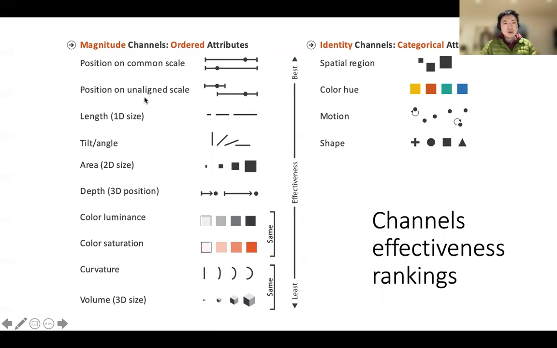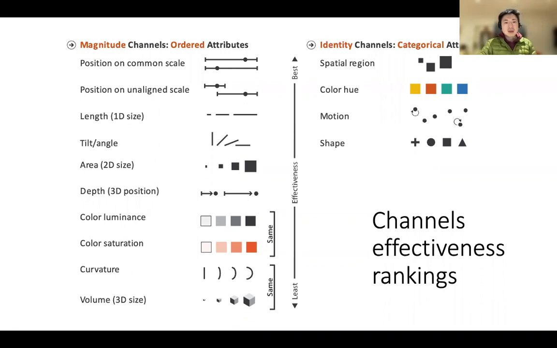And the next one is unaligned scales. So you still use the position, but the start point is not the same. For this value, 0 is here, and for this value, 0 is here. We're going to see some examples quite soon. They are still using position, but the start point is not the same. So it's not as effective as this one, because the readers have to mentally try to estimate the values of the length.